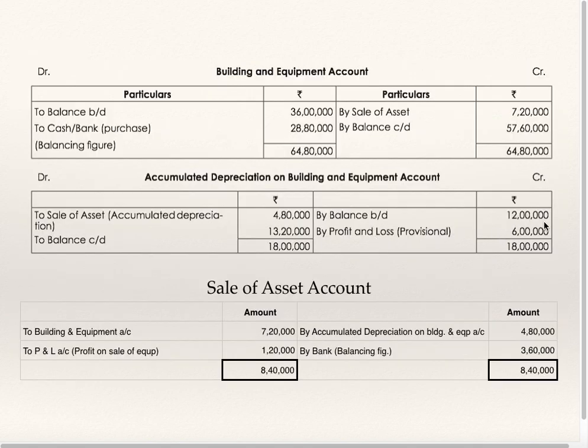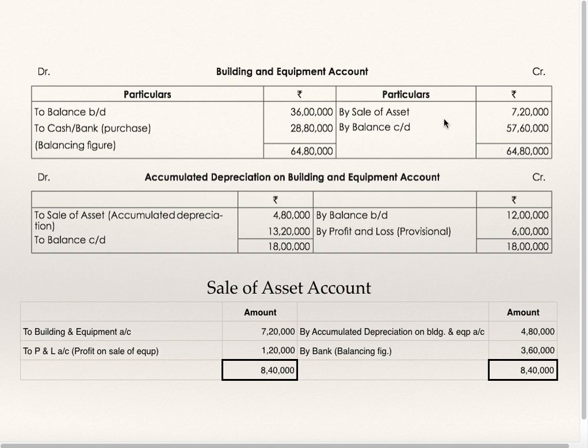So by profit and loss account, depreciation during the current year 6 lakhs. The balancing figure is to sale of asset, accumulated depreciation on sale of asset. They have given just they have sold one asset whose cost was 7,20,000 and profit on sale of this asset is 1,20,000, which is given in income statement. We don't know accumulated depreciation. That is the reason why you are supposed to prepare accumulated depreciation on building and equipment account. We got this 4,80,000 as balancing figure. Accumulated depreciation of sale of asset. Now open sale of asset account.